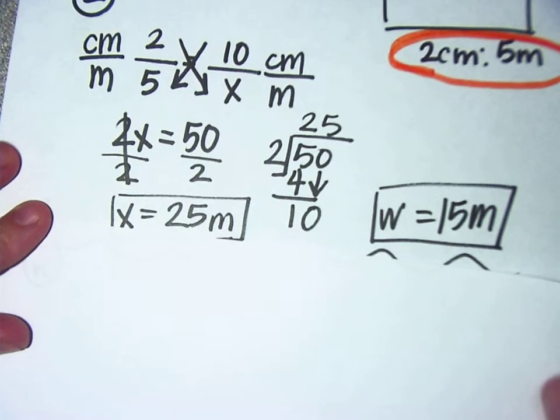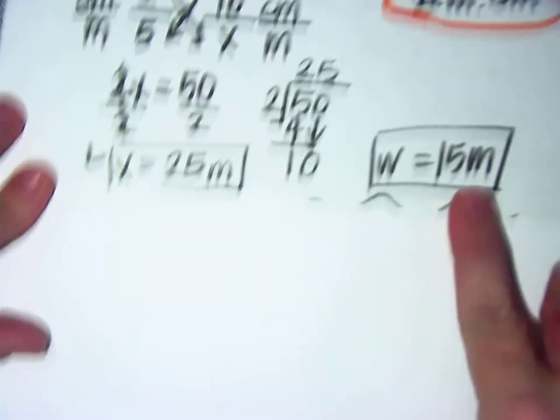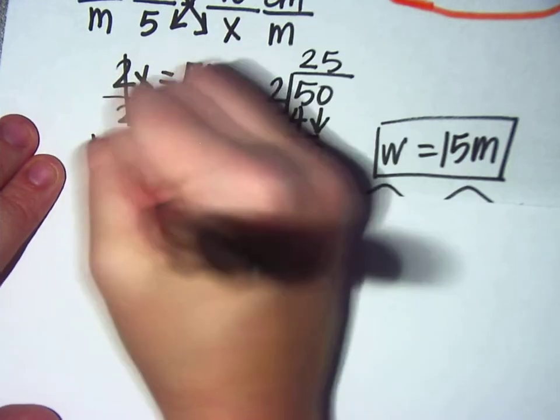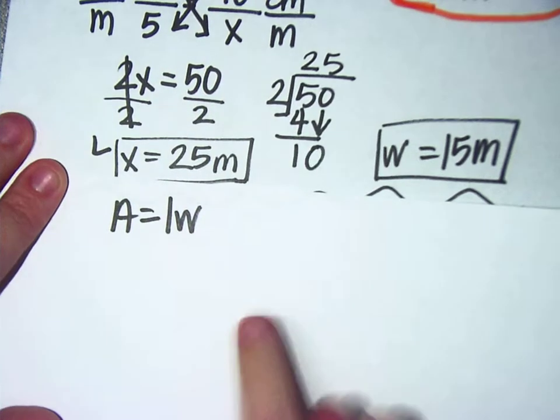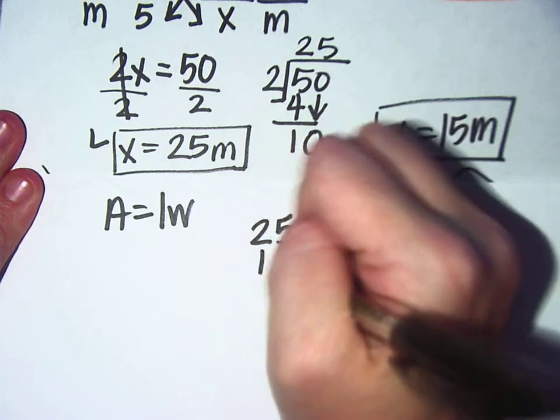So we're not done yet. Since this is our length and this is our width, we've got to find the area. And area is length times width. So now we need to multiply these two together. So I'm going to multiply 25 times 15.